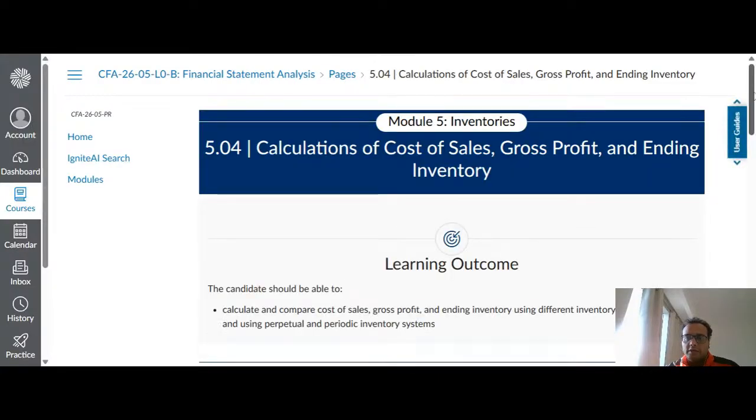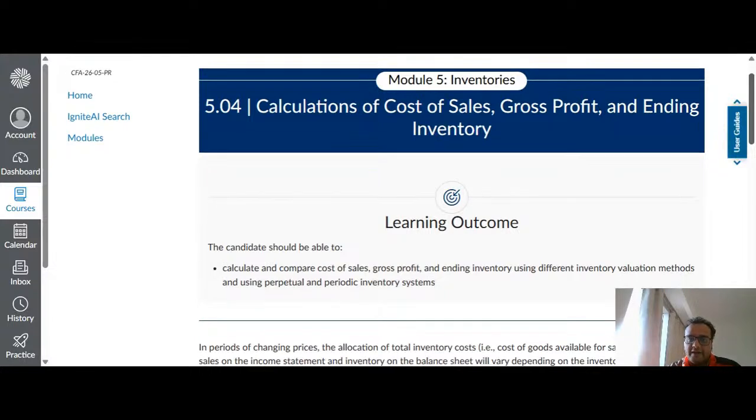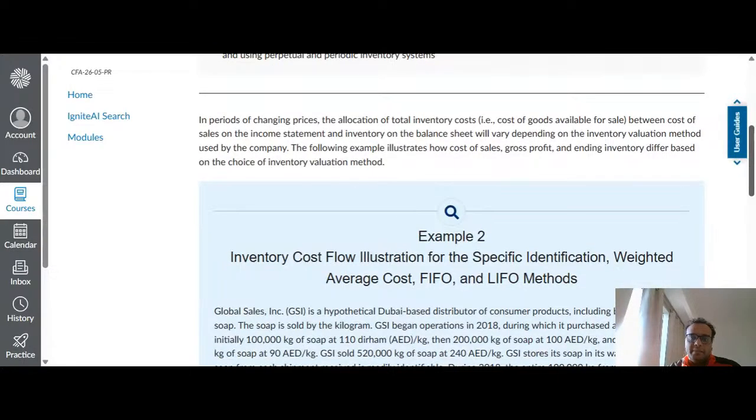First we saw what cost is, then we saw the methods: three for IFRS and four for US GAAP, with LIFO as the additional one. Now we have to see the calculation of cost of sales, gross profit, and ending inventory. In a period of changing prices, the allocation of total cost of goods available for sale between cost of sales on the income statement and inventory on the balance sheet will vary depending upon the inventory valuation method used by the company.